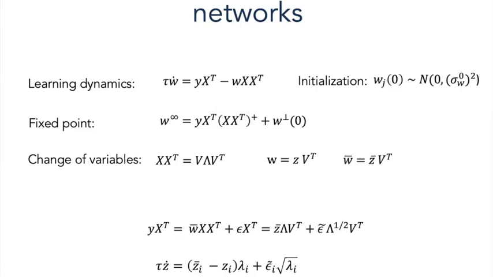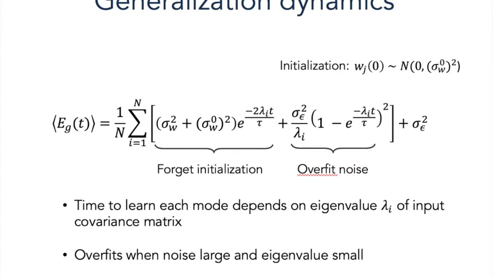So here's the broad picture of what the solution looks like. It has these two different components. The first term says, forget your initialization. So it's exponential decay, and the time scale is related to the associated eigenvalue of that input mode, and it's decaying away to 0. The second term is exponential approach, starting at 0 and increasing to 1, and that you can interpret as overfitting to noise in the data set.